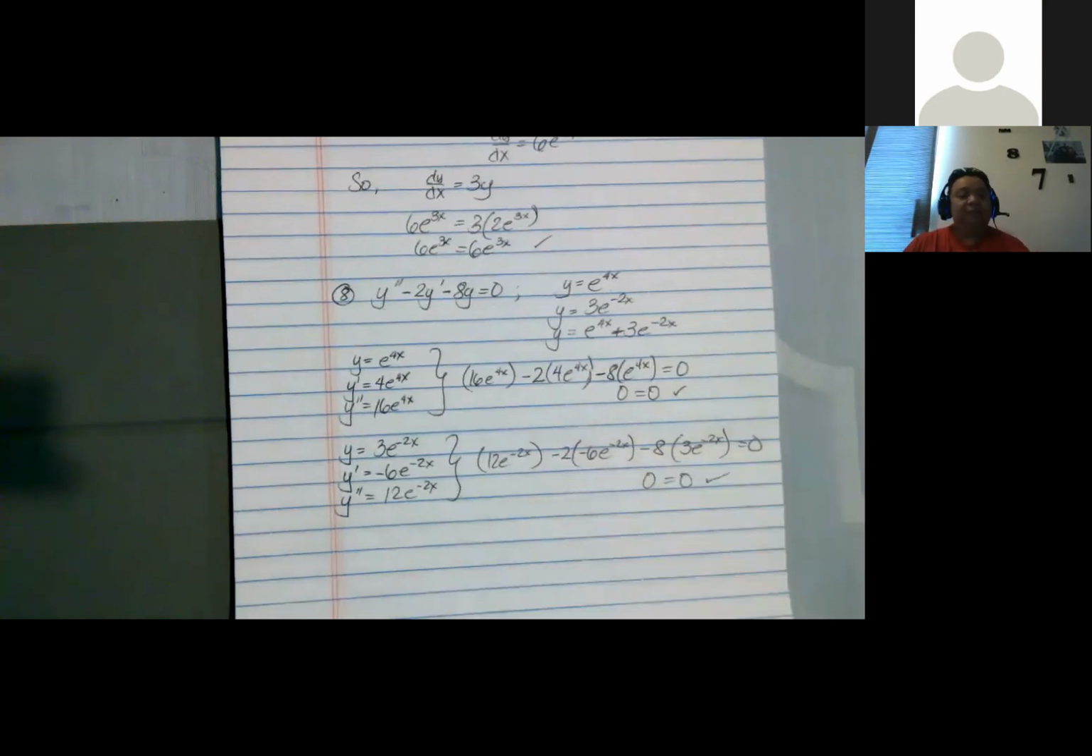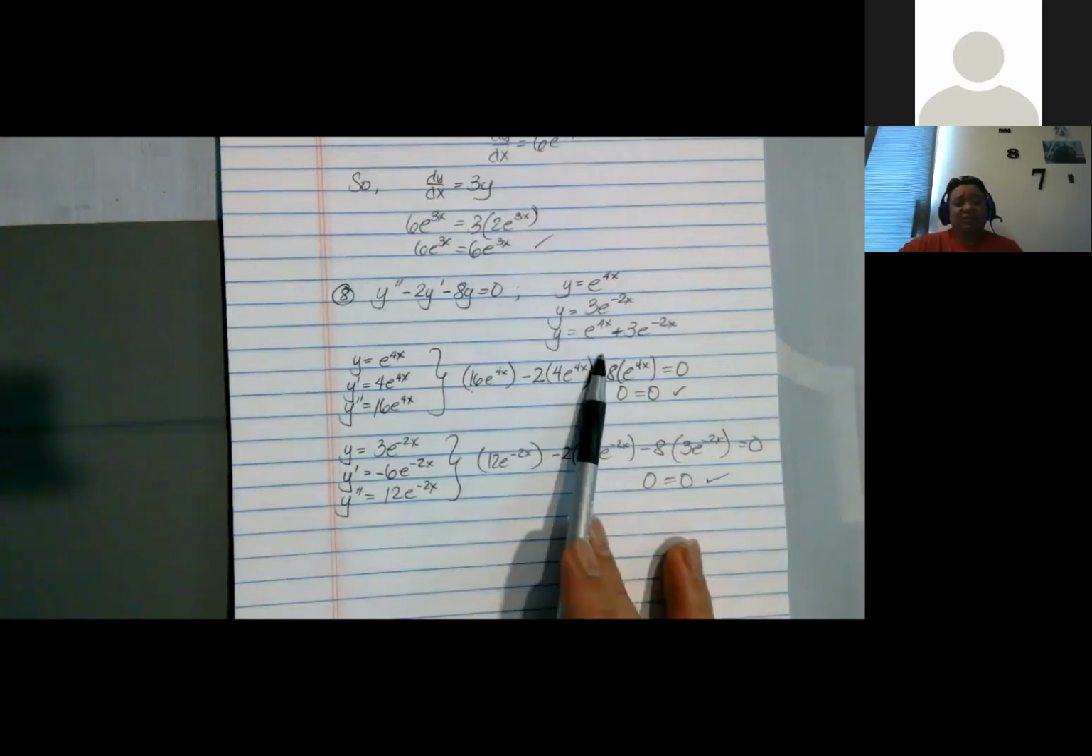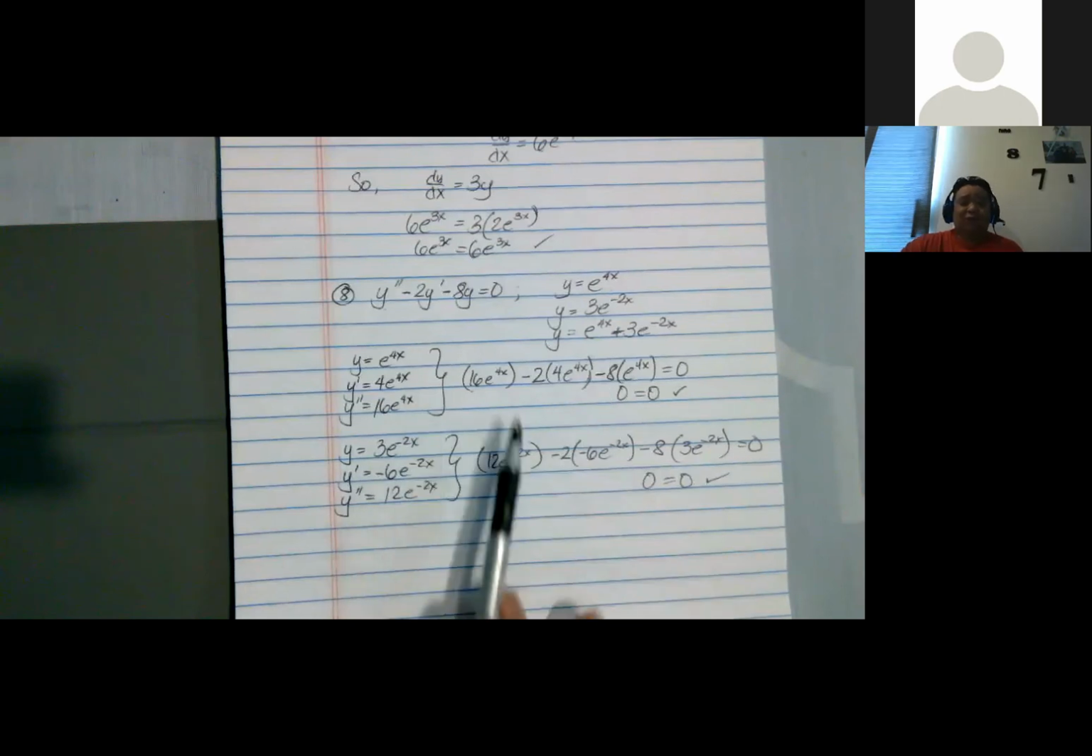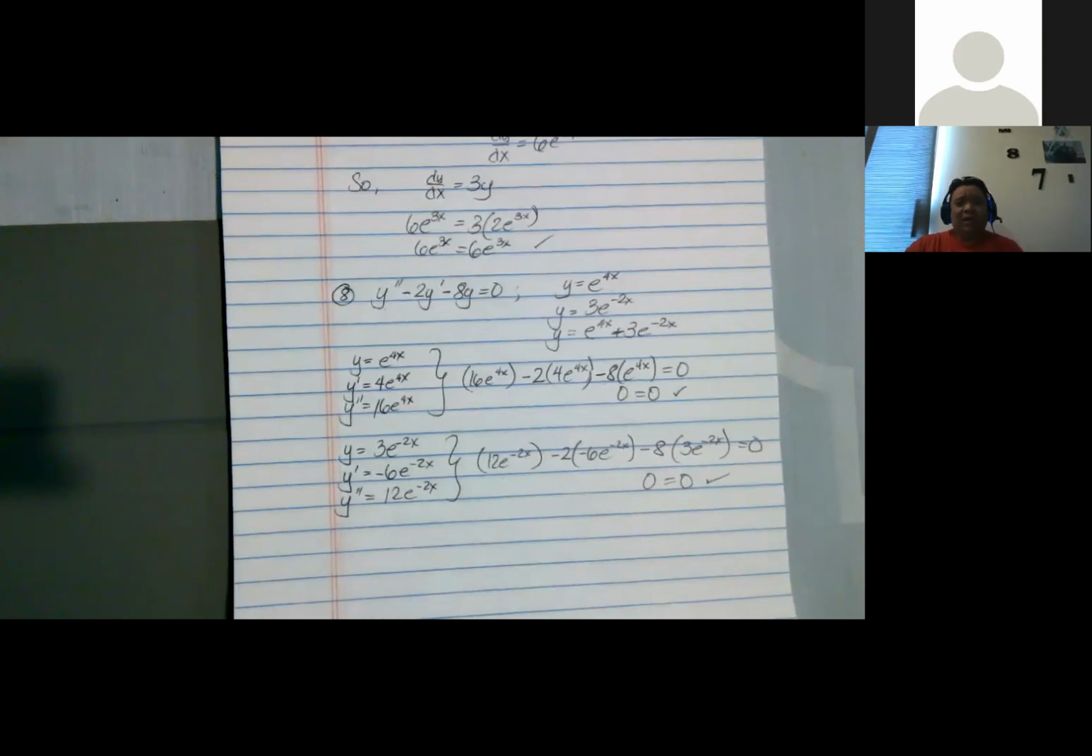So it checks. Now the third one is really just checking to see if it is going to be the same thing. And since the first two work, it's just going to end up being the sum of those two, and you know it's going to work as well. So the third one's going to work as well. Any questions on that?